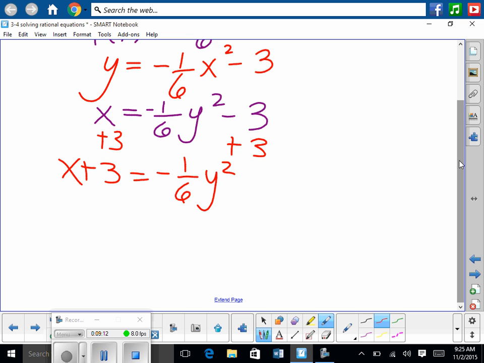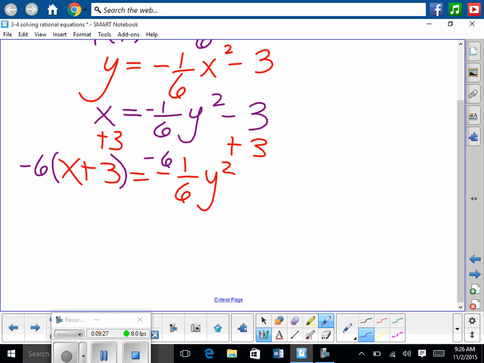Good. Get rid of that negative 1/6. How can we get rid of that? Good. Multiply both sides by negative 6. Multiply both sides by negative 6. When I say side, I mean that entire side. Do I need to put it in parentheses?